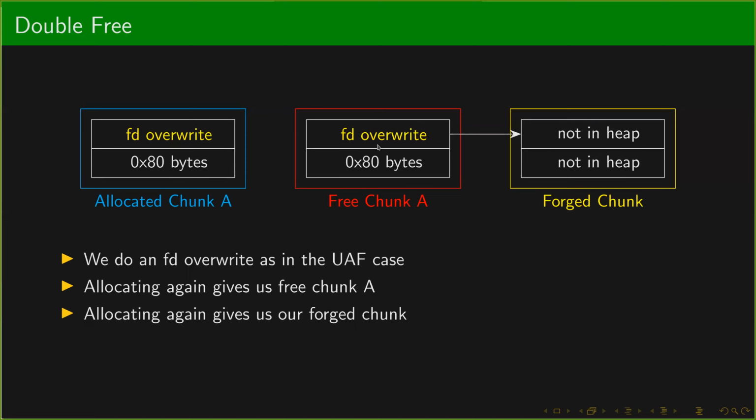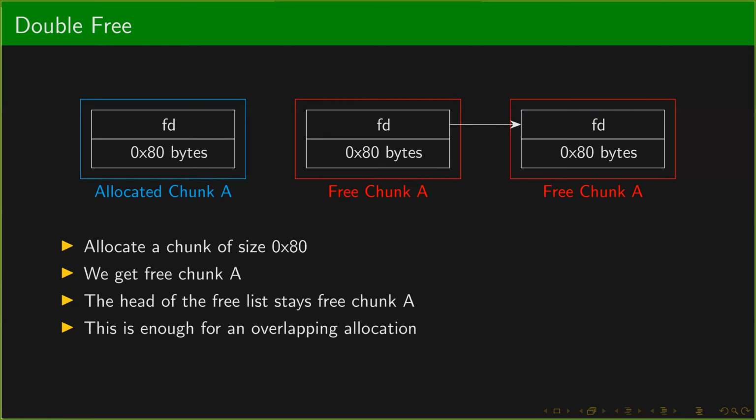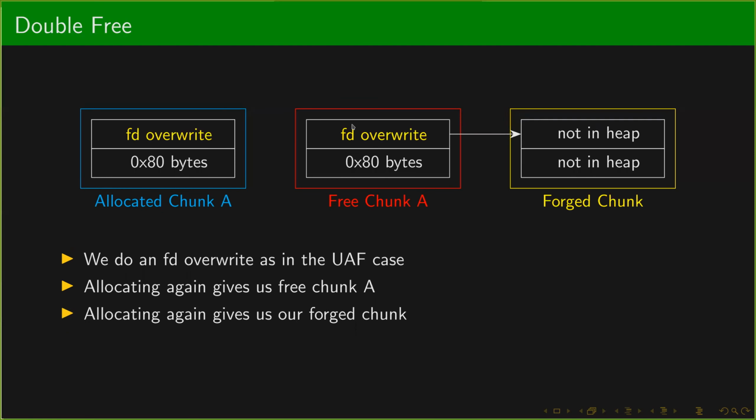Okay, so now we do the forged chunk case, and this kind of just reduces to the UAF. If we have this cyclic thing, when we allocate something of size 0x80, we get chunk A, and chunk A is still in the free list. So when we overwrite the first 8 bytes of the allocated chunk, we're overwriting the forward pointer of the free chunk. This messes with the free list again, and we can just forge a chunk again.